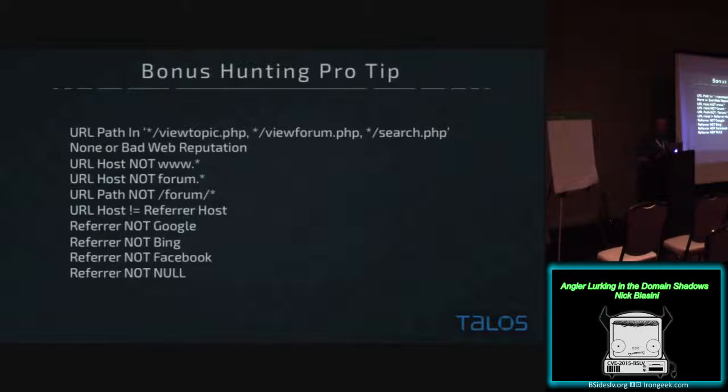I make no guarantees how long this will be valid for, but if you are looking in raw telemetry trying to find this kind of stuff, this is a great place to start. As I mentioned before, starting with view topic, view forum, and search.php. Looking for none or just a little bad web reputation, and then a bunch of this stuff is associated with just filtering out noise. I've not recently seen Angler hosted on a subdomain of www. Just because they're using domain shadowing.